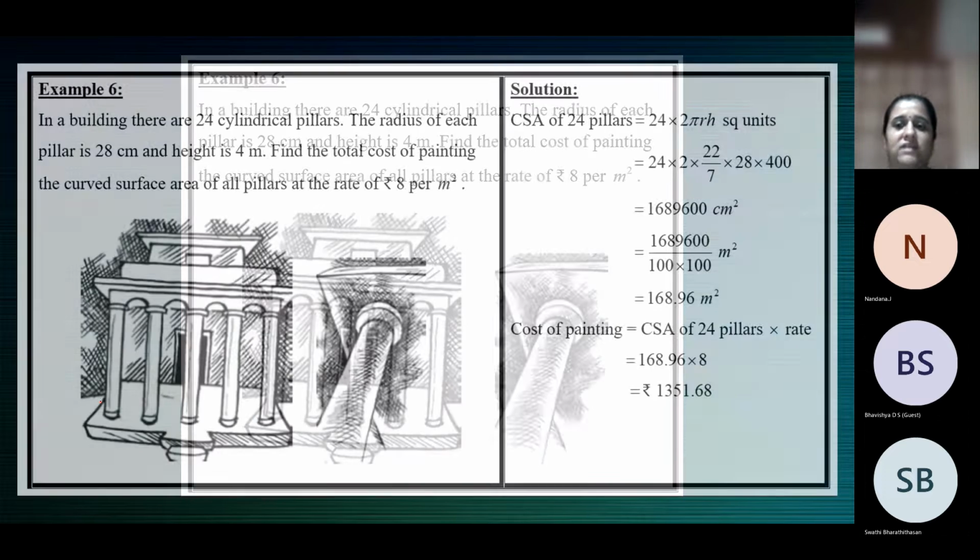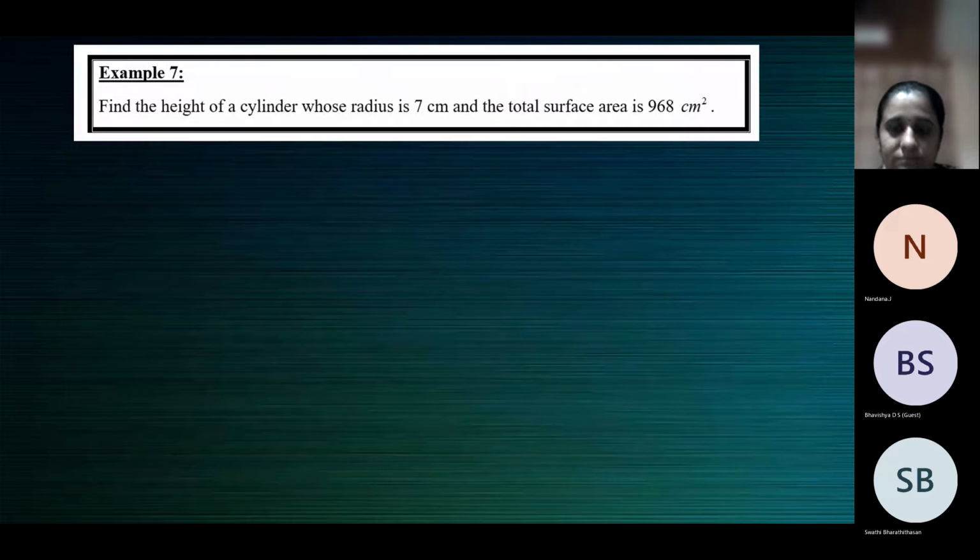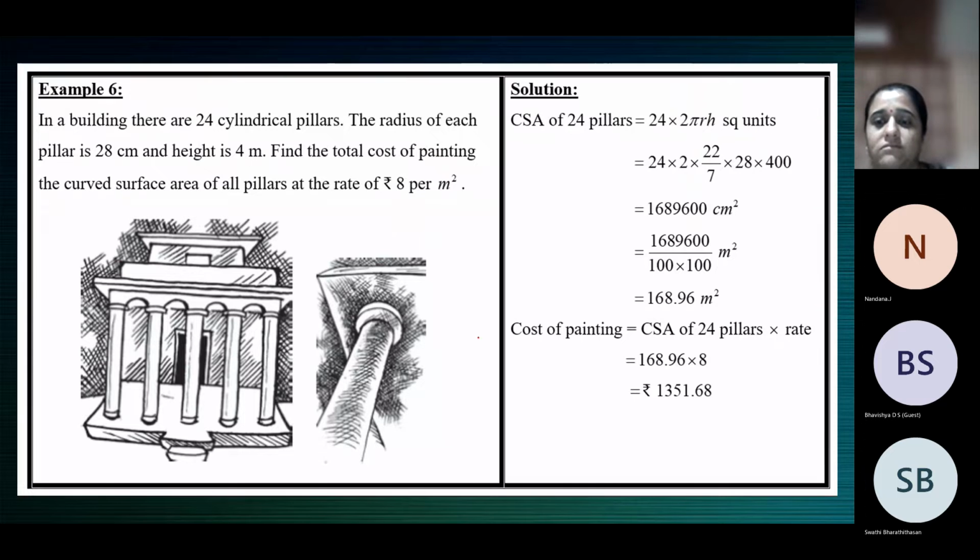So let me use the answer slide to explain. Yes, children. So see here, CSA of 24 pillars. Please write this also, children. Start like this: cylinder. Then write radius is equal to 28 centimeters. Height is equal to 4 meters, that is equal to 4 into 100, 400 centimeters. Please start like this.